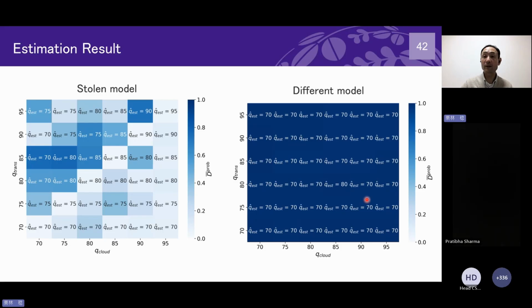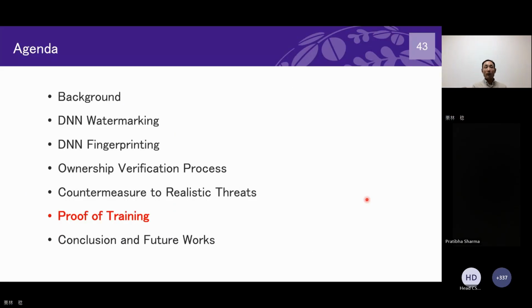But in the case of a different model, so the model is completely different from the stored model or the original model, then it is difficult to estimate the quality factor. And so the owner cannot adjust the probability for the different model. Okay, now we move to the other topics.